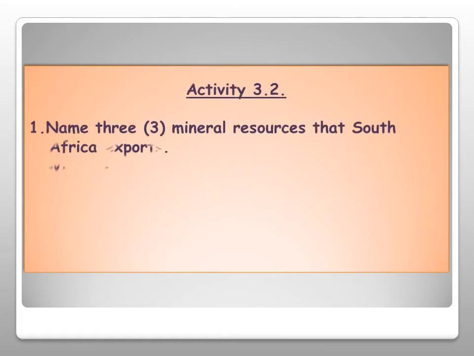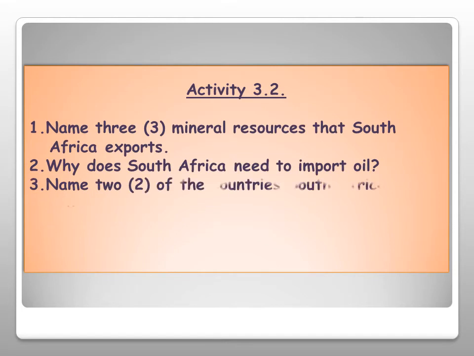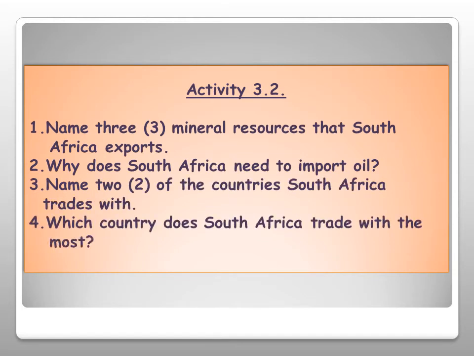This next activity is activity 3.2, and it's on the map, the previous map that we just discussed. Question 1. Name 3 mineral resources that South Africa exports. Question 2. Why does South Africa need to import oil? Question 3. Name 2 of the countries South Africa trades with. And question 4. Which country does South Africa trade with the most? Go look at your map. It will give you an idea, and see if you can answer these questions by yourself. And memorize it, and this is how you'll also learn how to study for school.